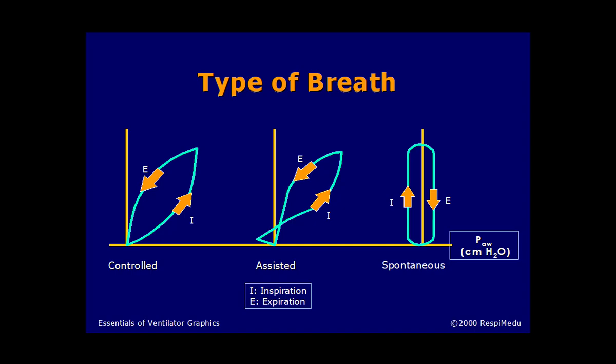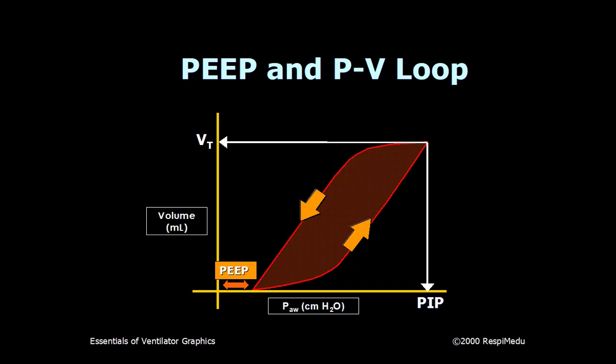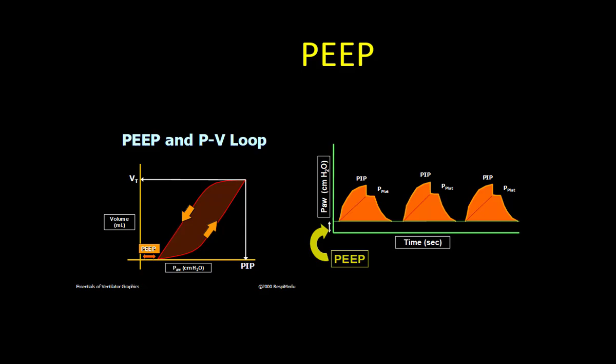On a spontaneous breath, it has both a positive aspect and a negative aspect, because here the pressures will go both ways. PEEP, if volume is here, pressure is here, so PEEP means some positive pressure, so it starts from here. PEEP on the pressure time was shown as a rise from the baseline.